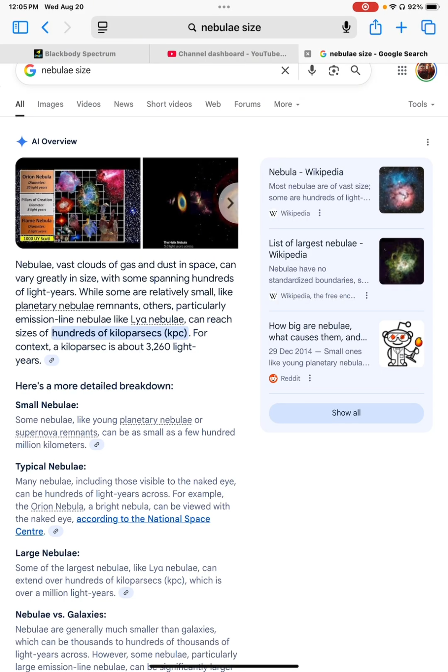But anyway, so they can reach sizes of hundreds of kiloparsecs. We are gonna talk about that. A kiloparsec is about 3,260 light years. So yes, I was right when I said a few astronomical units. Actually, they are much larger than that. So these are huge concentrations of gases, okay? And yes, I just wanted to have an idea about that, okay?